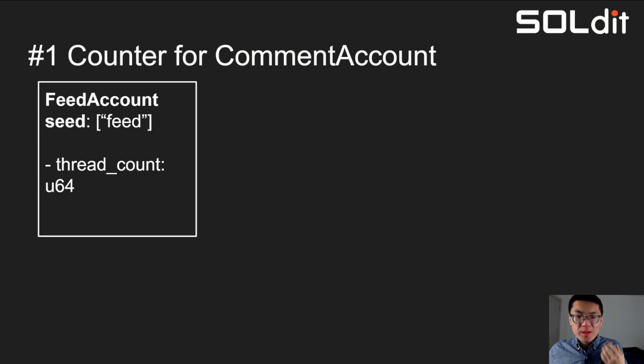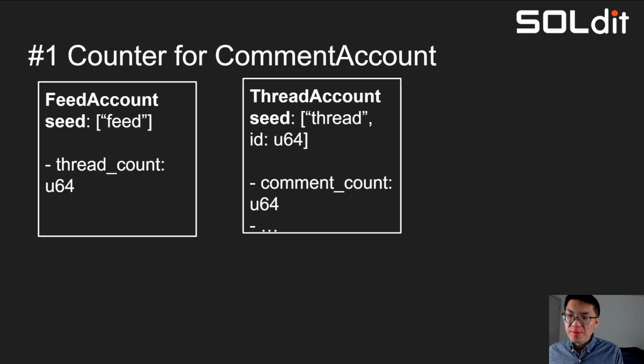So as always, we have our feed account. This is just one account that has all the threads in existence. Next up, we have a thread account. We can find the thread account by looking up its specific ID, which is just a count on the feed account. So for example, if a feed account has a count of 5, that means there are a total of 5 threads, and each of these threads would match to a specific thread account.